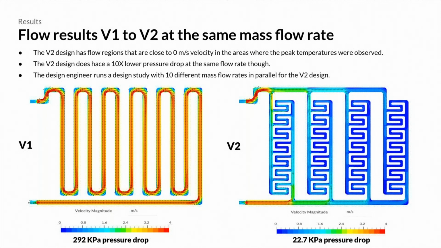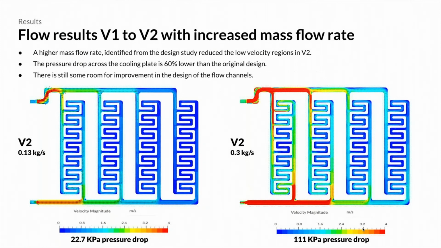And one of the things that we didn't see in the actual simulation, if it completed, was that version 2 actually has a much lower pressure drop. So it does actually maybe have some benefits there because it's got roughly a 10 times lower pressure drop than version 1. So it's less restrictive. We would need less pump power to actually run it at the same flow rate. So the design engineer at this point might benefit from that design study that we ran with different flow rates.